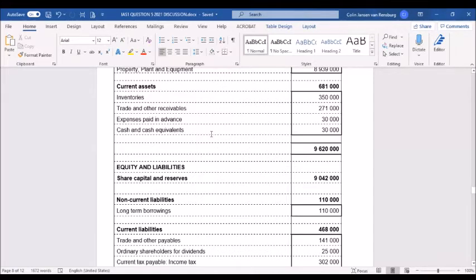So the second least liquid one is our trade and other receivables. Now, strangely enough, this is called trade and other receivables, but we see that they've got expenses paid in advance as a separate item there. I guess that is probably because we've done a journal entry for that. But you could have included those expenses paid in advance amongst your other receivables, so that you could have left that line item out, and you could have disclosed trade and other receivables as 301,000. So that would also have been correct.